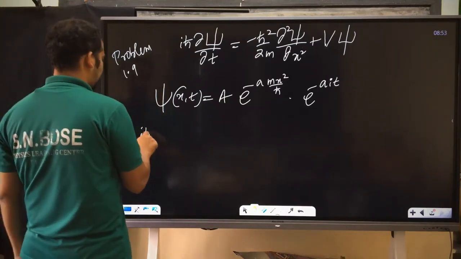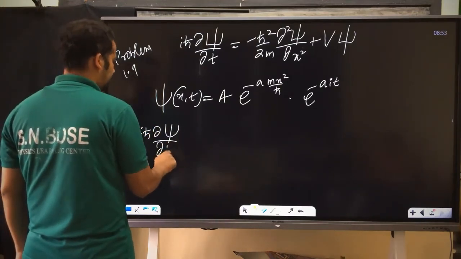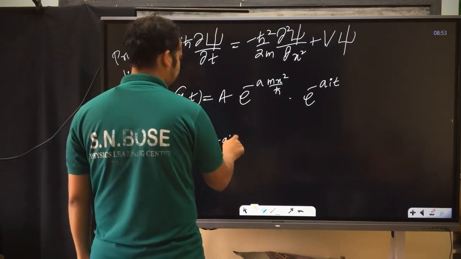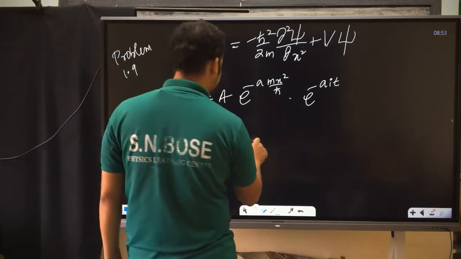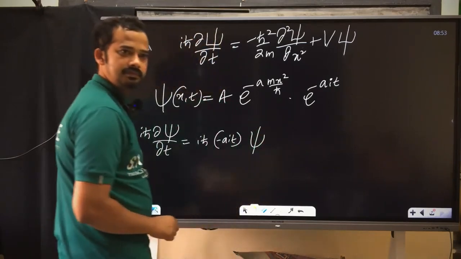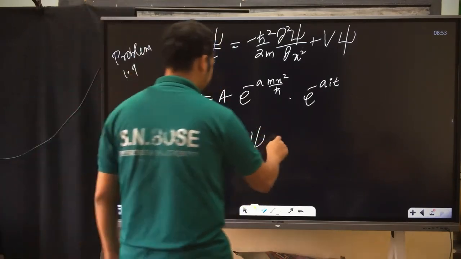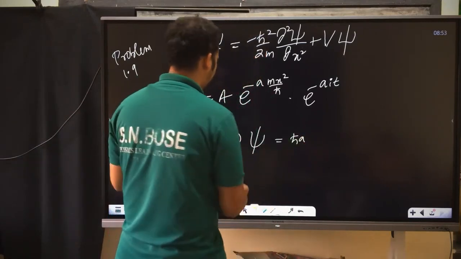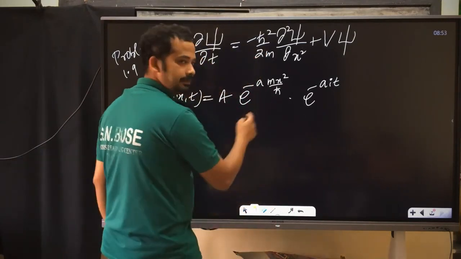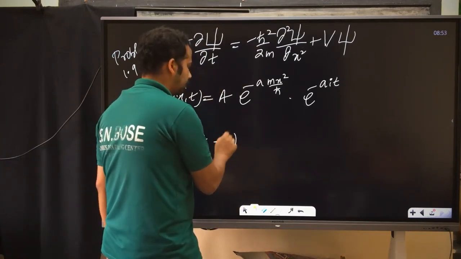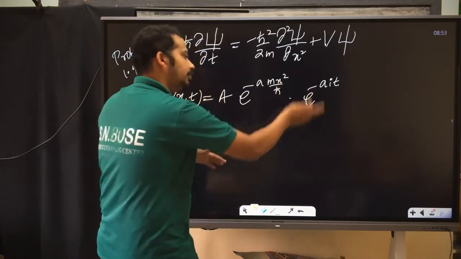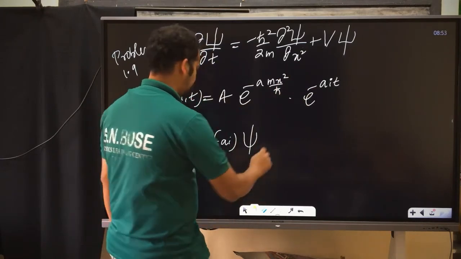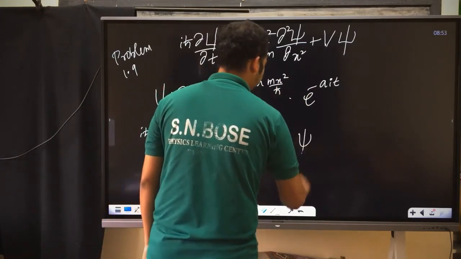So i h bar dou psi by dou t is equal to i h bar into minus a i t, that will come outside, into the wave function again. What is this one? It is h bar into a, the time derivative of minus a i t, into the exponential again. The whole thing is the wave function again, isn't it? So that is h bar into a into the wave function.